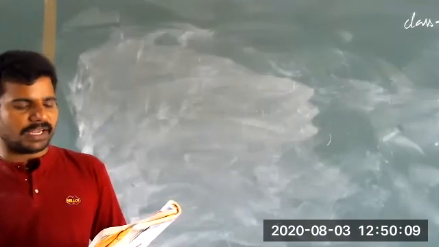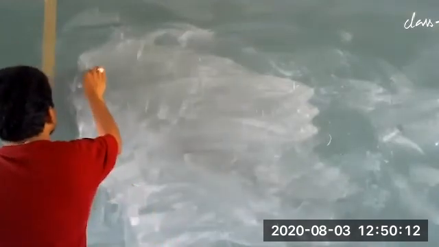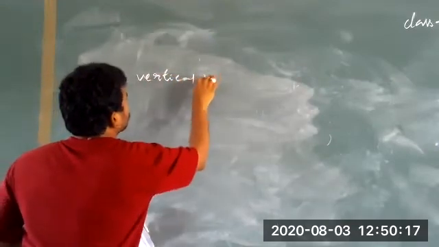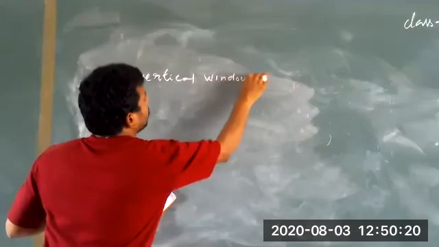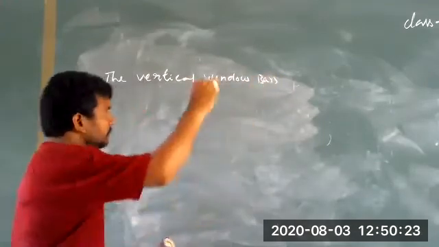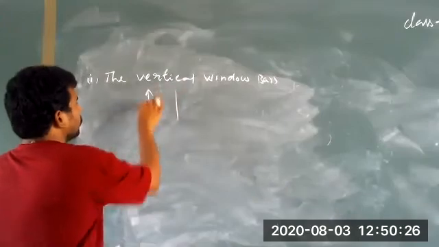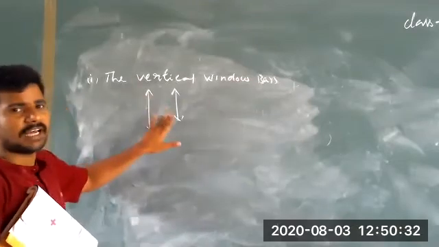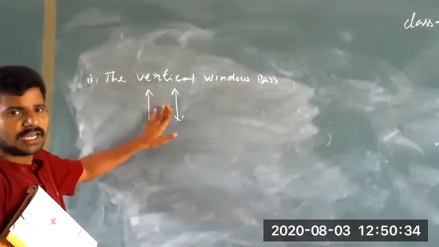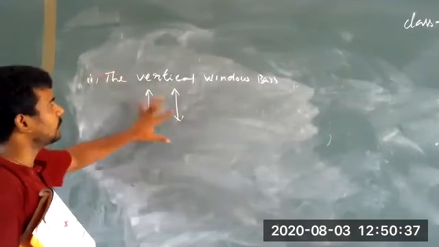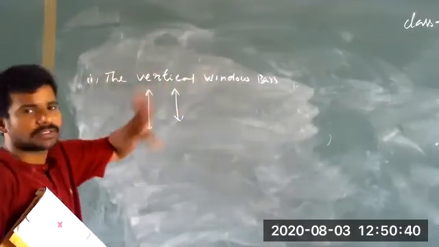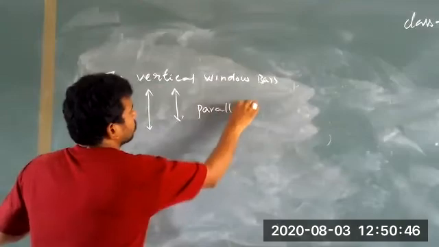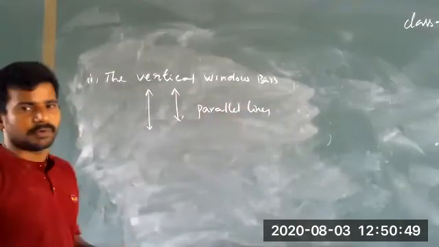So the first one, the vertical window bars. Vertical means like this. So both are which lines, children? They do not intersect at any point. These two lines, the vertical window bars, are called what, children? Parallel lines. So it is an example of parallel lines.